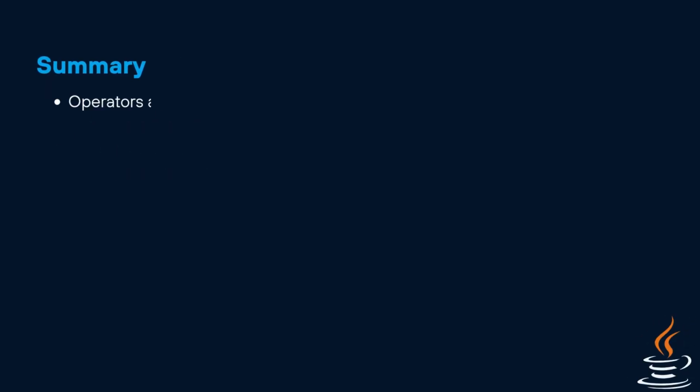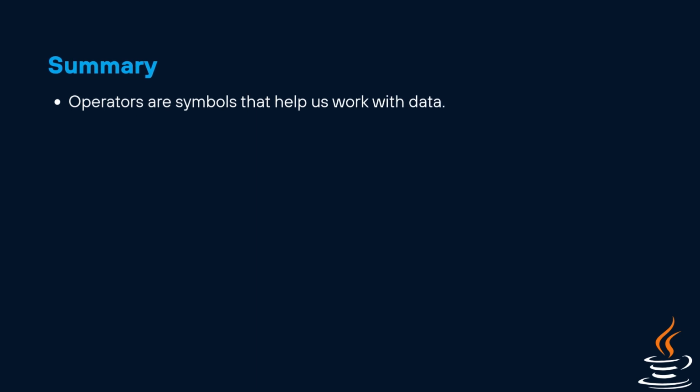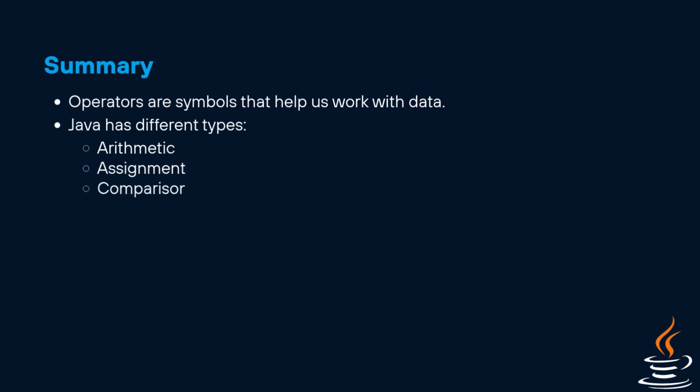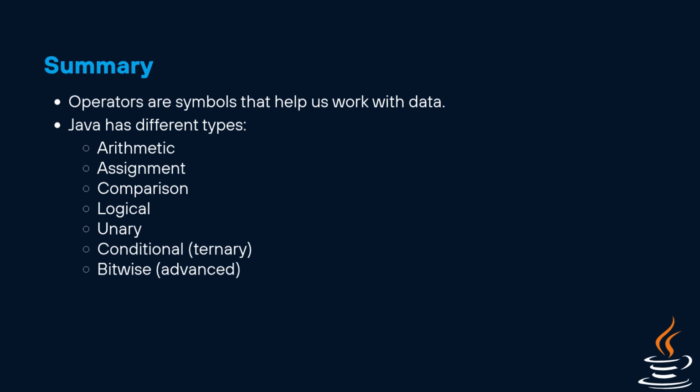Let's recap. Operators are symbols that help us work with data. Java has different types: arithmetic, assignment, comparison, logical, unary, conditional or ternary, and bitwise or advanced. These are all different types of operators used in Java. Understanding operators is essential for writing powerful and efficient programs.